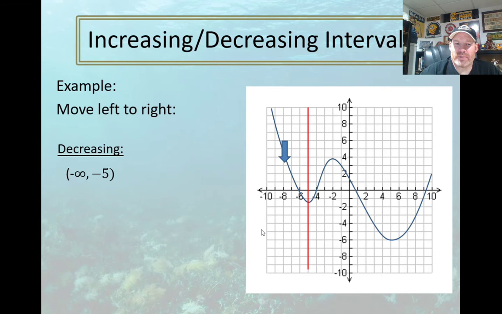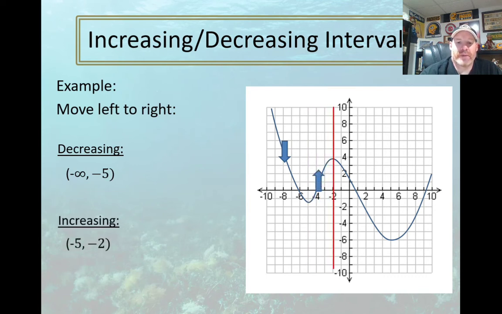Why do you think it is that we put the negative 5 with a soft bracket instead of a hard bracket? Well, the reason is, specifically at that point, it's neither increasing nor decreasing. So, obviously our next interval is going to start with negative 5 with a soft bracket, and it's increasing. So from negative 5 to negative 2, both soft brackets, we're increasing.